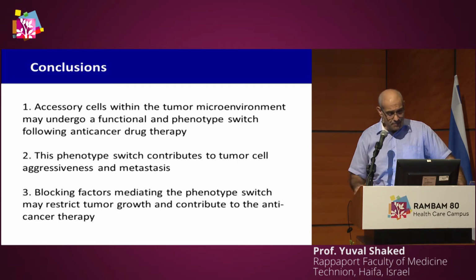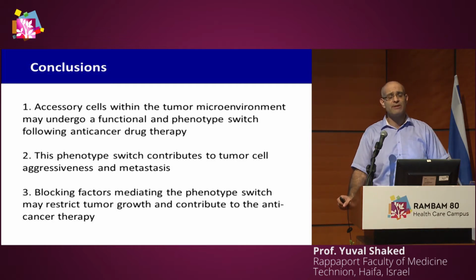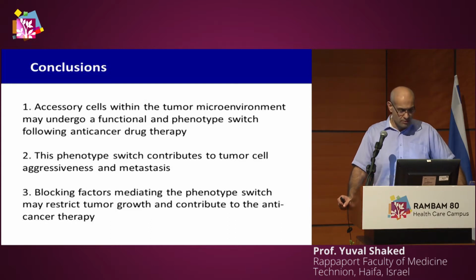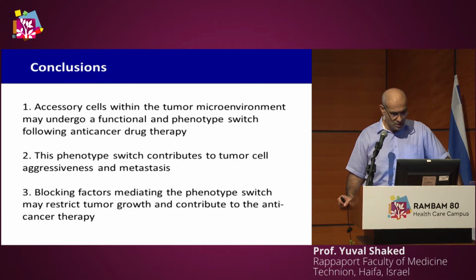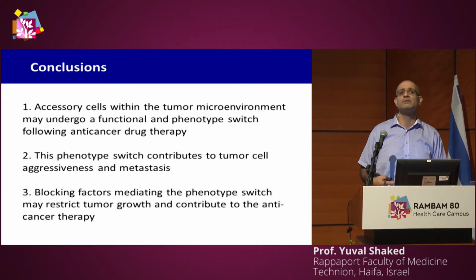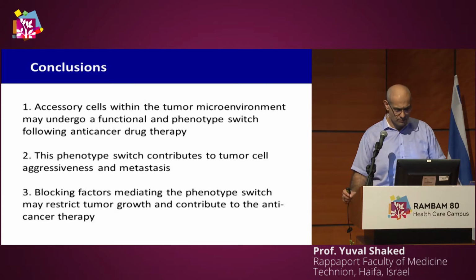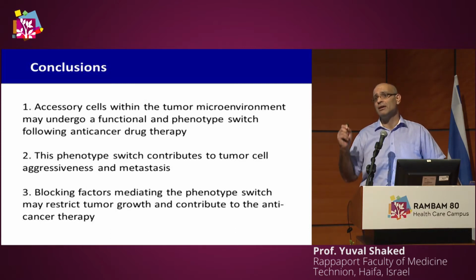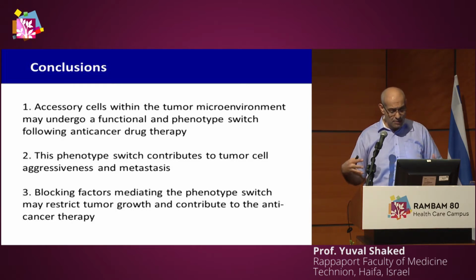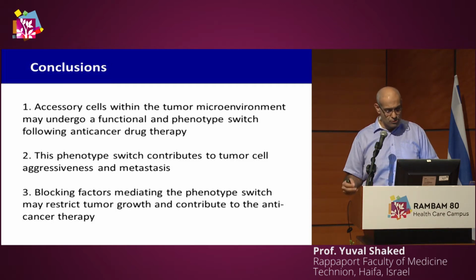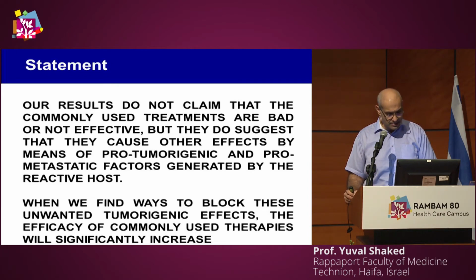mesenchymal stem cells. But the conclusion from this work is that there are a lot of accessory cells within the tumor microenvironment that can undergo a functional or phenotype switch following anti-cancer drug treatment. And this phenotype switch contributes to tumor regrowth, resistance to therapy, aggressiveness, and so on. By blocking this phenotype switch, using, for example, anti-VEGF receptor 3, as I gave you one example, we can maybe inhibit this switch and contribute to the anti-tumor cancer therapy.